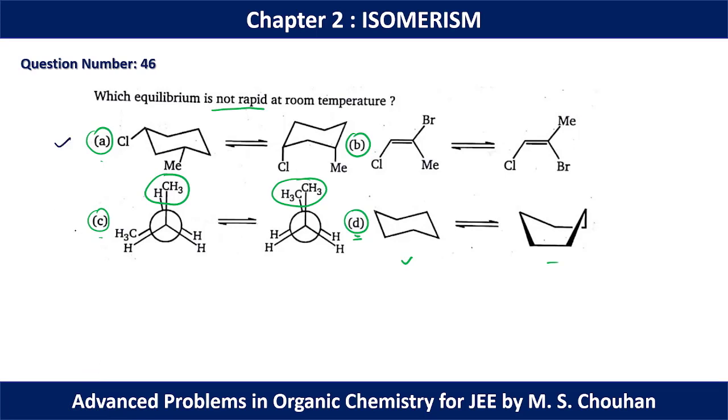So in this case 1, 3 and 4, that is A, C and D, should be the correct option, because these equilibriums are not rapid, because the product is unstable compared to the reagent. So the whole molecule will sit towards the reagent only. There is no equilibrium as such present.